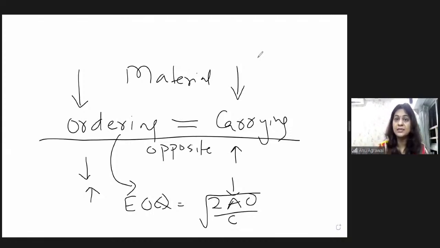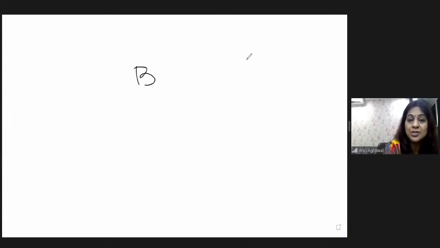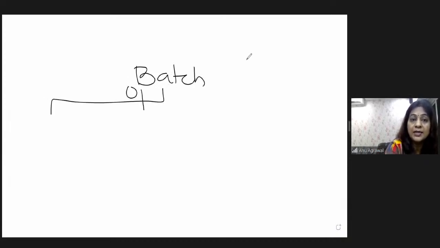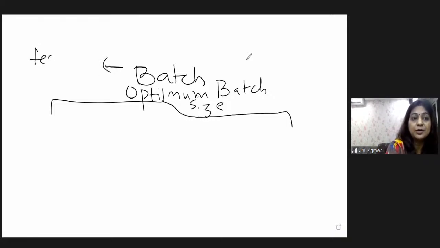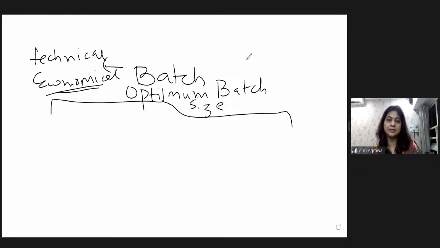Now that same concept can be applied when we are manufacturing in a batch, because I have to identify what is the optimum batch size. How do I identify whether I manufacture 50 units in a batch or 100 units in a batch? Because I understand we should manufacture in batches because of technical and economical benefits. Yes or no? But what should be the batch size?